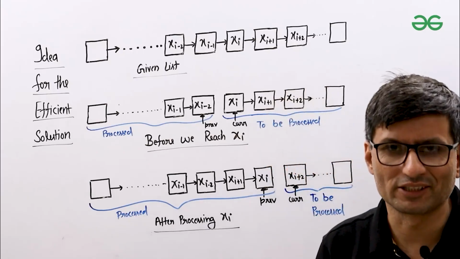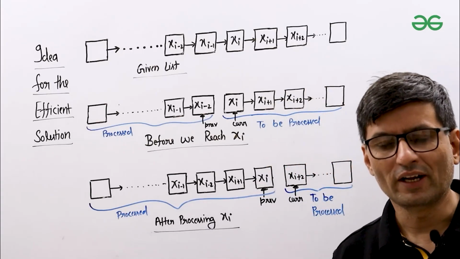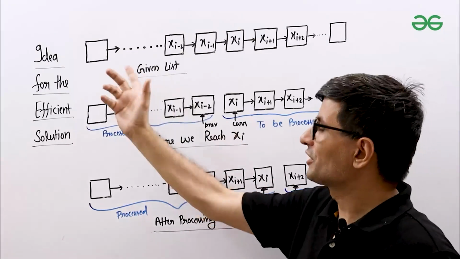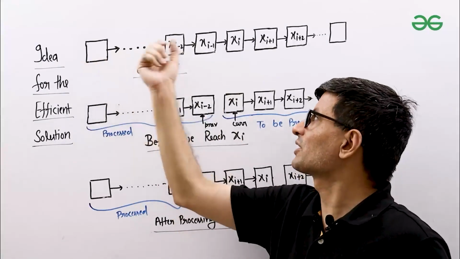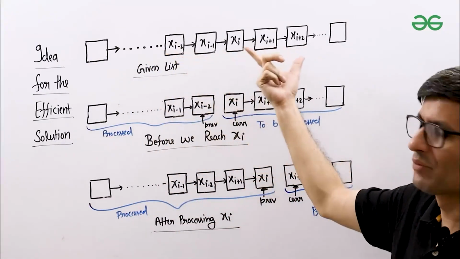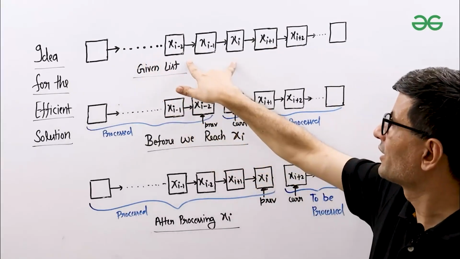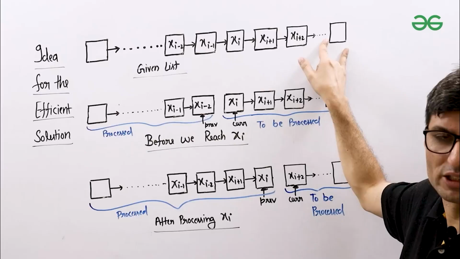You must have guessed this much that we are going to run a loop and inside the loop we are going to change the links. So say you are given this linked list, you have this first node and then you have these nodes in the middle, then you have this last node, right? I use dots here and say this is some middle linked list and then this is last node.